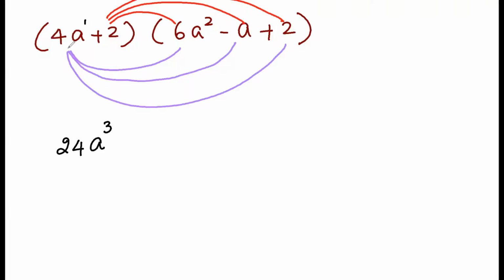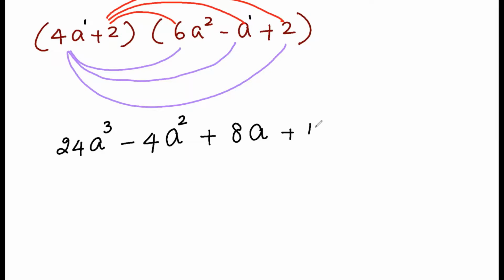The same way, we're going to multiply 4a times negative a. So 4 times negative 1 is negative 4. A times a, so that's going to be 1 plus 1, so it's going to be a to the power of 2, or a squared. Now we're going to multiply 4a times 2. So 2 times 4 is 8, and there's only a, so it's going to be 8a.